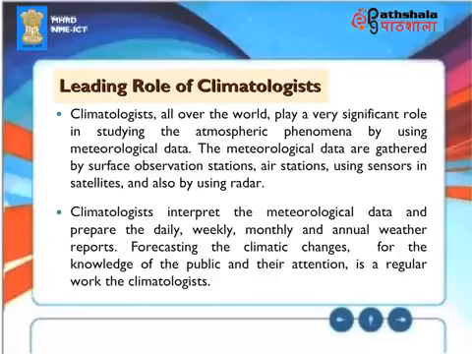Leading role of climatologists. Climatologists all over the world play a very significant role in studying the atmospheric phenomena by using meteorological data. The meteorological data are gathered by surface observation stations, air stations, using sensors in satellites, and also by using radar. Climatologists interpret the meteorological data and prepare the daily, weekly, monthly, and annual weather reports. Forecasting the climatic changes for the knowledge of the public and their attention is a regular work of the climatologists.